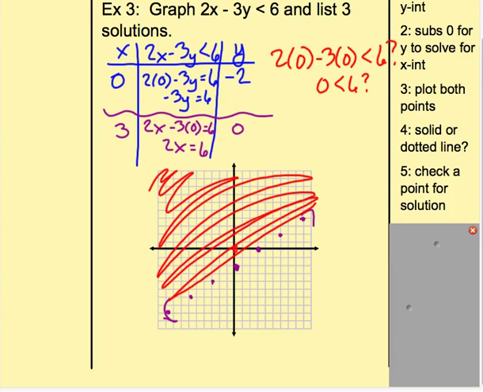And to list 3 solutions, again, we got one with 0, 0. We can pick any other ordered pairs. Let's see, that would be 3, 4. And we could pick negative 5, negative 2.